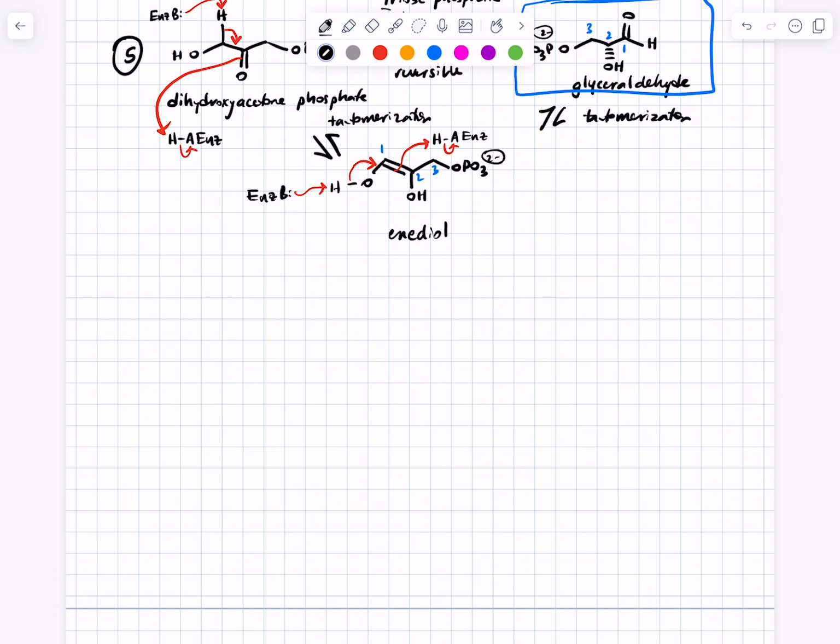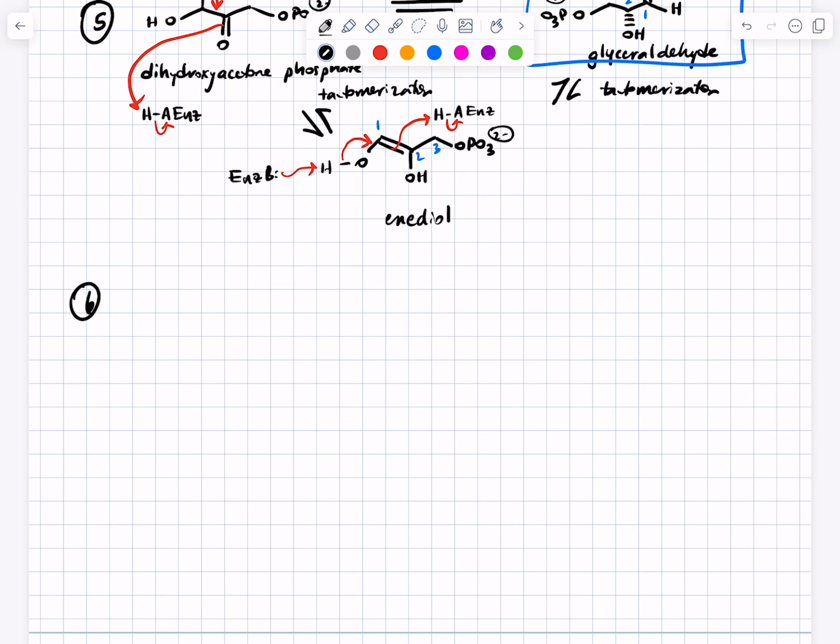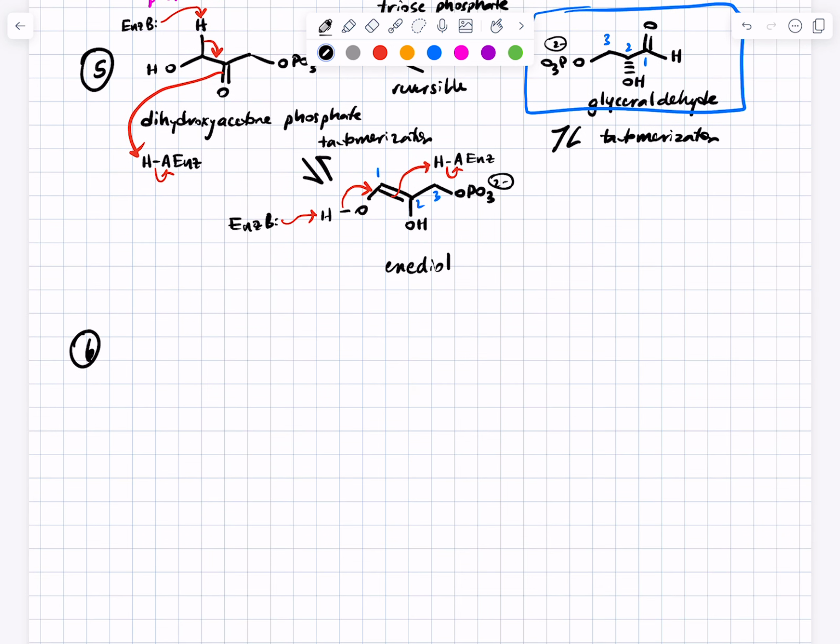All right. So the next step is going to be oxidation of, and this is a somewhat complicated mechanism. It's going to be oxidation and some shenanigans at C1, sort of nucleophilic acyl substitution at C1. So we're going to take glyceraldehyde 3-phosphate and we're going to oxidize it and convert C1 to a phosphoanhydride.